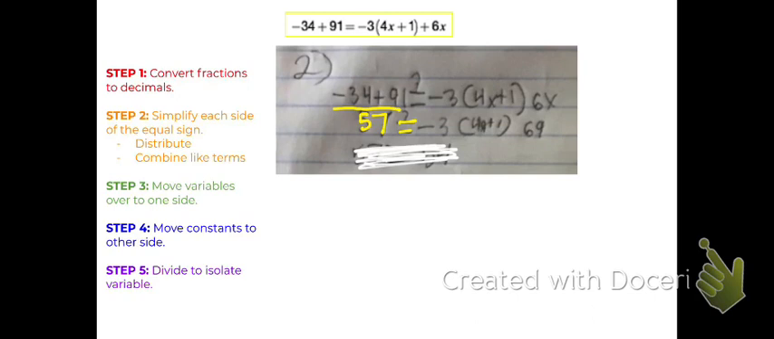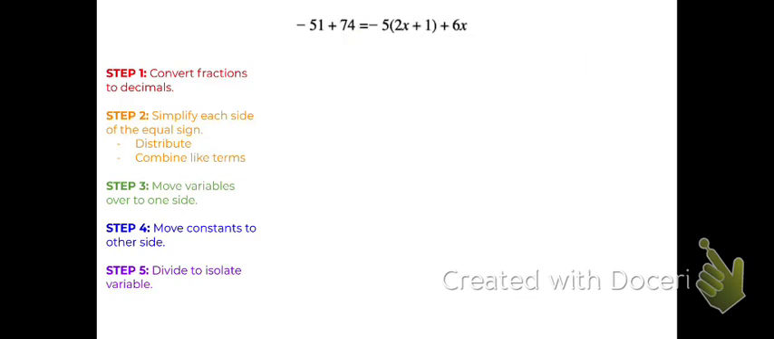So you have your negative 3 times 4x plus 1. And then this should just be plus 6x still. So you just need to distribute the right side, combine like terms, and then solve it. So let me go over an example.